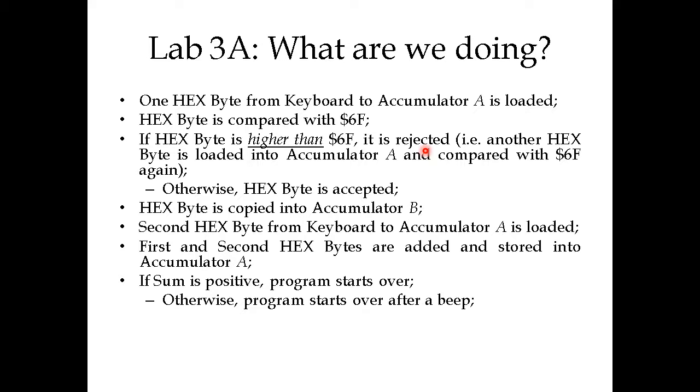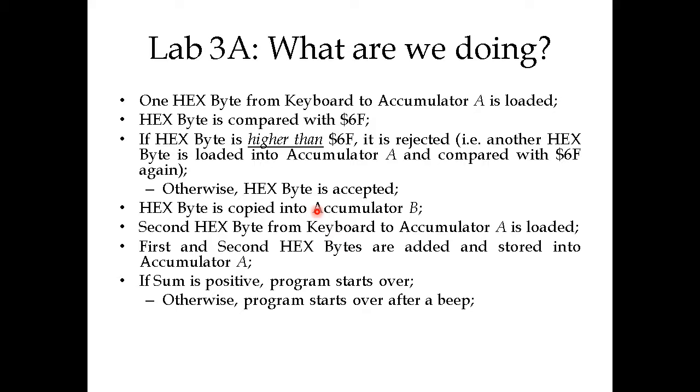Because of the branching, you can compare any number with 6F, and if it is higher, you can go back and ask for the same byte again and again. So it's pretty much like you are restricting somebody from entering any number which is higher than 6F. When you enter something lower than 6F, the number will be accepted, and the hex byte is copied to accumulator B.